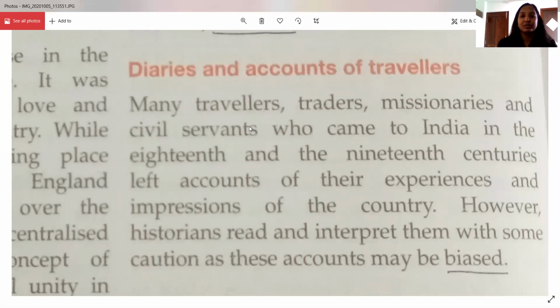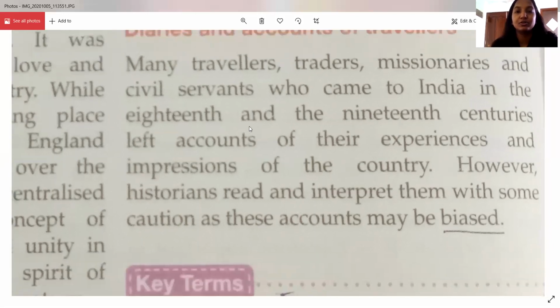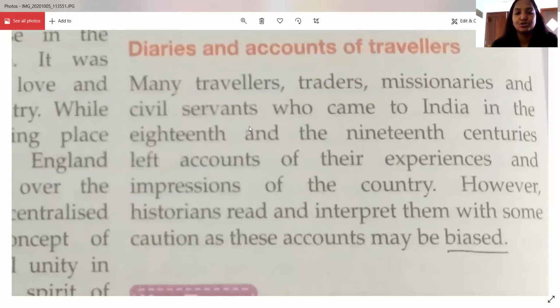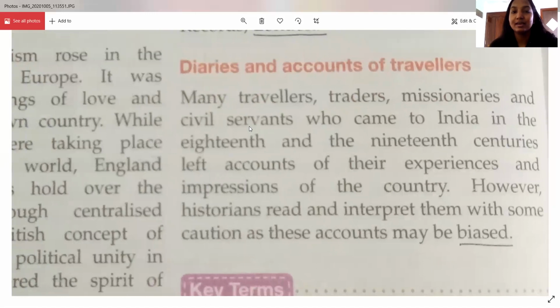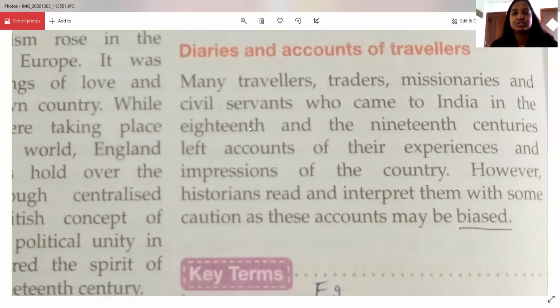Each of that documents is written from a personal individual's point of view. Hence, there are chances of bias. So there are chances that these diaries or the records are biased. So historians, when they read it or when they interpret it, we need to be a little careful because each person thinks differently, each person sees things differently, which leads to bias in each of the writings of such accounts.